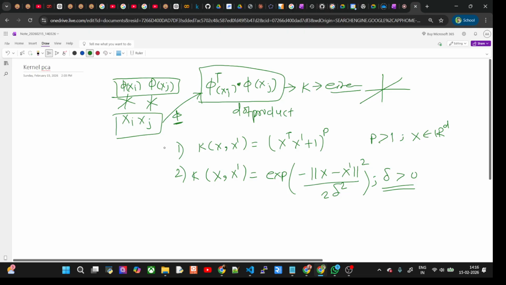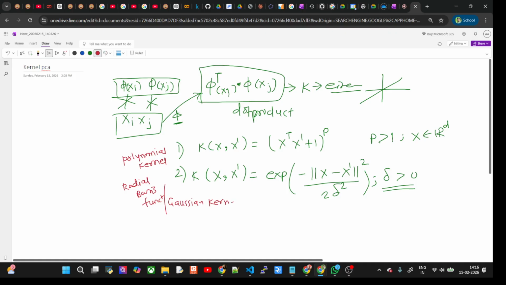I will write the names: this is a polynomial kernel, and this is your RBF, the radial basis function kernel, which we also call the Gaussian kernel.